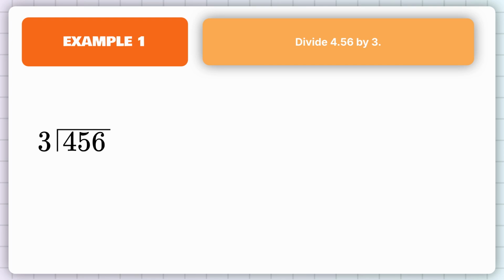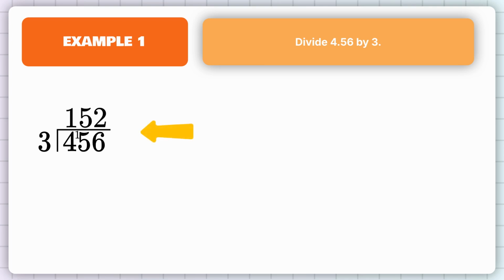3 goes into 4 one time, so we write a 1 up above. However, there is a remainder 1 that we must make a note of. This remainder 1 turns the 5 into 15. So 3 goes into 15 5 times. We make a note of the 5 up above and there is no remainder. Finally, 3 goes into 6 twice, so we can put a 2 up top as well. As such, 456 divided by 3 is equal to 152.